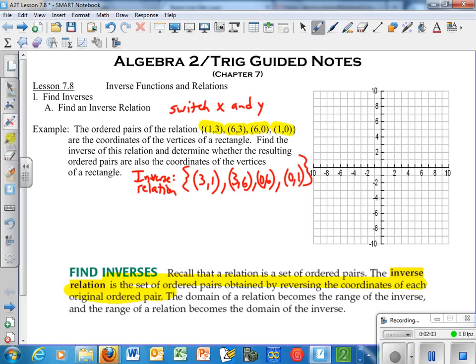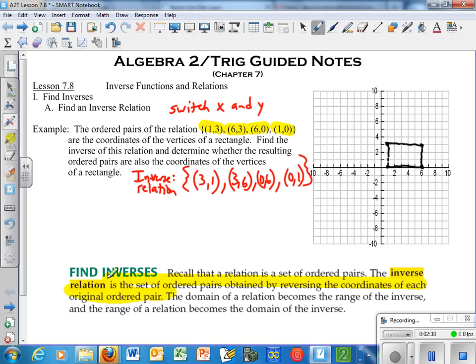Now what we're going to do is I will graph the original in black. So let's graph the original relation. So (1, 3) is going to be right there. (6, 3) is right there. (6, 0) is there. And (1, 0). So I'm going to draw the original in as a rectangle here. They told us it was a rectangle. So there's what we have. There's the original.